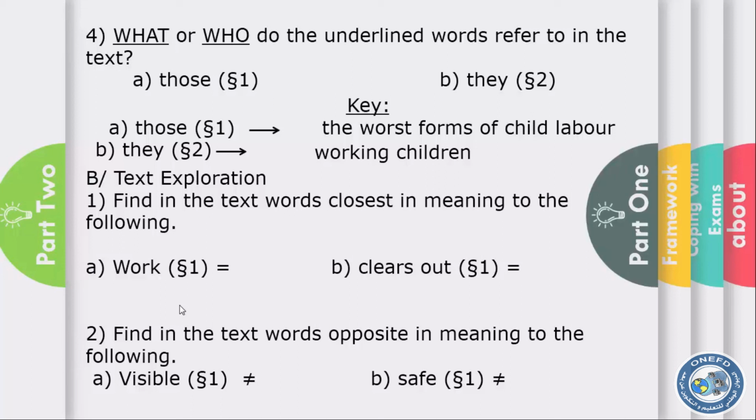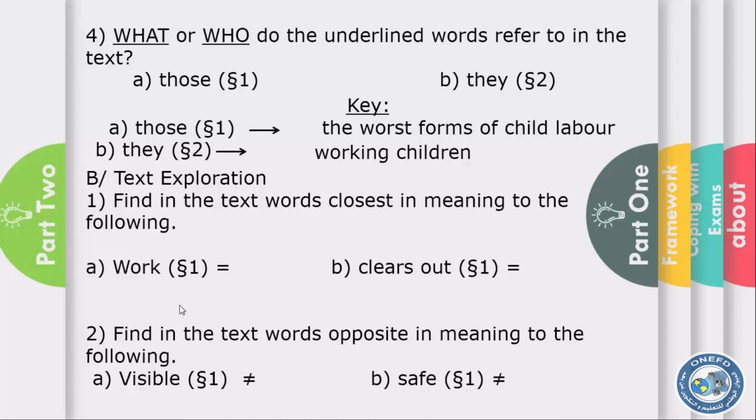The first two questions that you would find in text exploration are about synonyms and antonyms or opposites. First question: find in the text words closest in meaning to the following. We have two words: A, work, so we find its synonym in paragraph 1. B, clears out, you find its synonym in paragraph 1. Question 2: find in the text words opposite in meaning to the following. A, visible, and you find its antonym in paragraph 1. And safe, you find its antonym in paragraph 1.